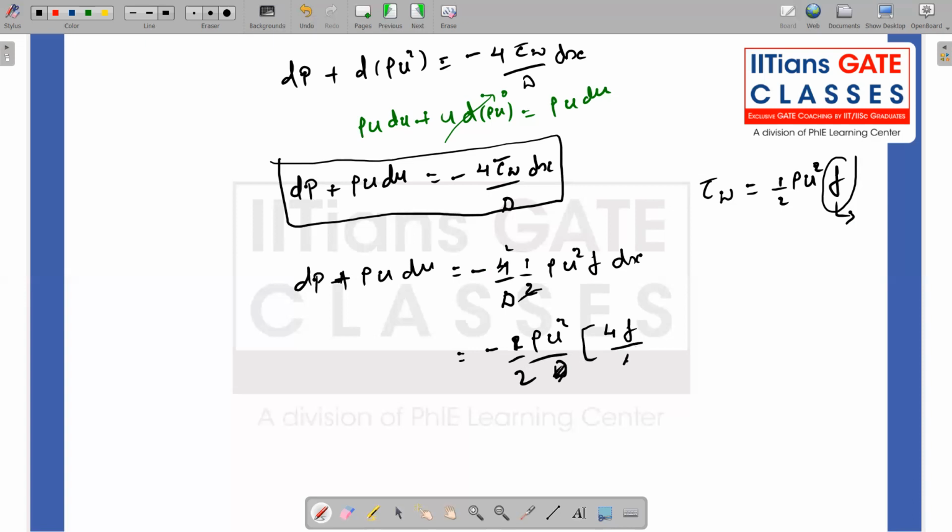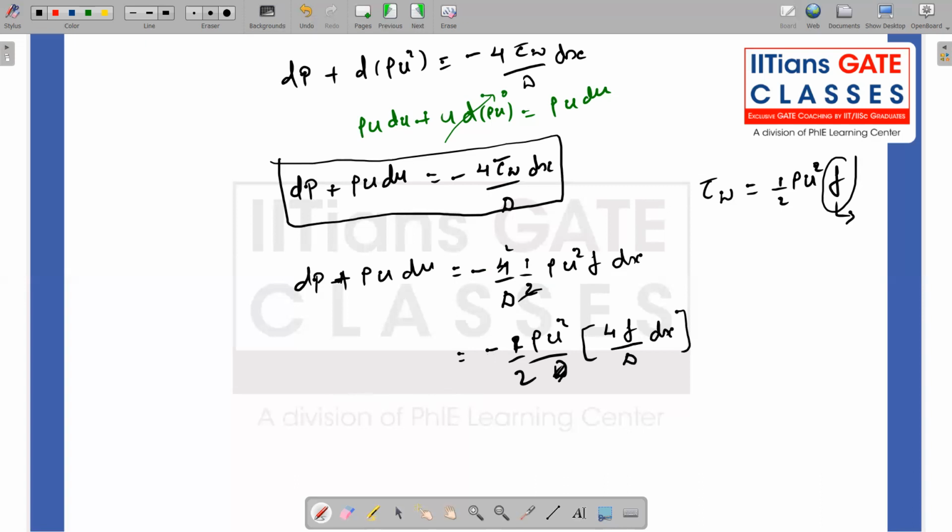Let me take this d inside. Whatever, it doesn't matter where you are taking, just the form usually given in the text. Okay. So now what you see is some kind of a differential equation. Now you can integrate from point 1 to point 2 to get the effect of friction.